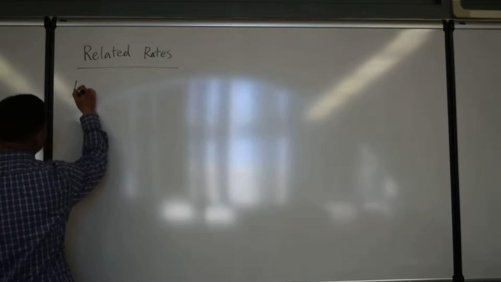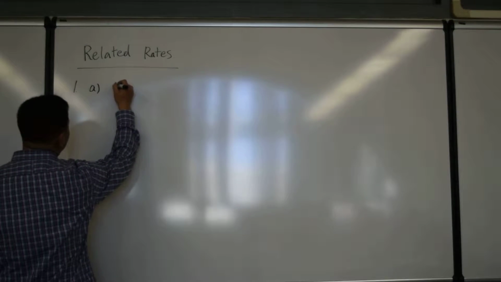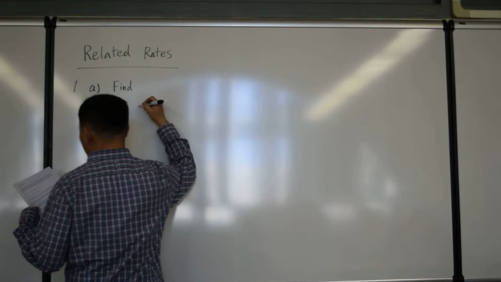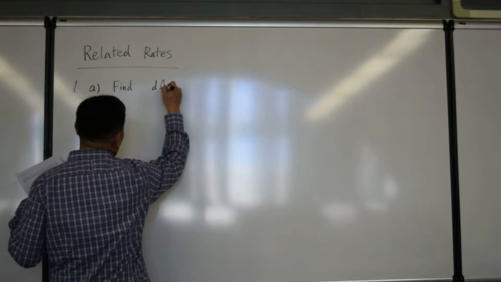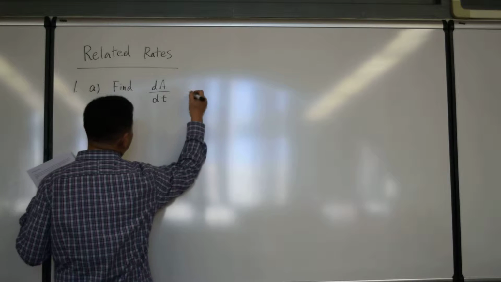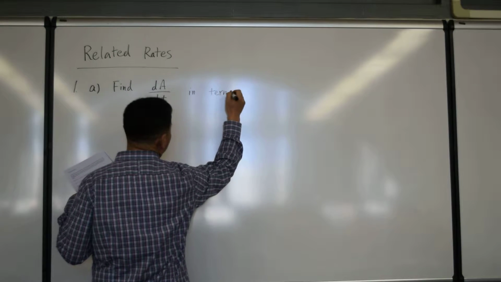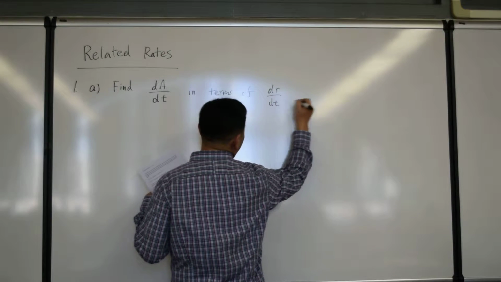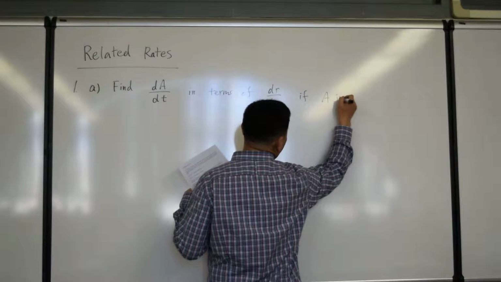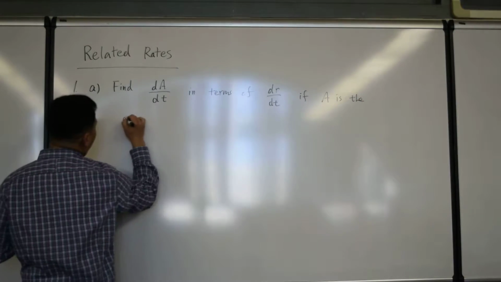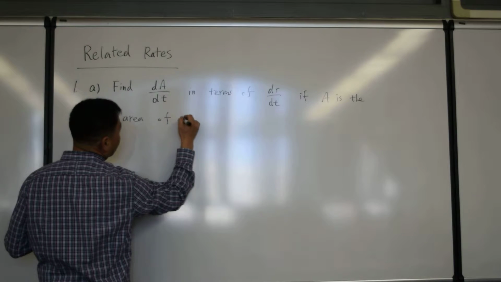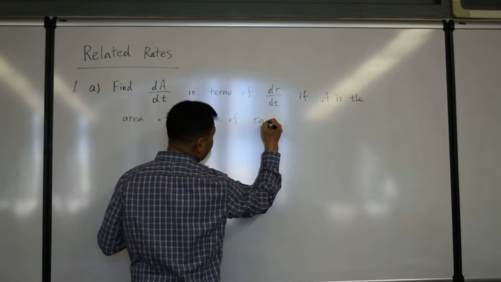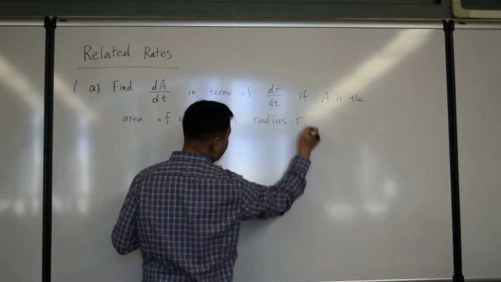So, for example, find dA/dt in terms of dr/dt if A is the area of a circle of radius r.